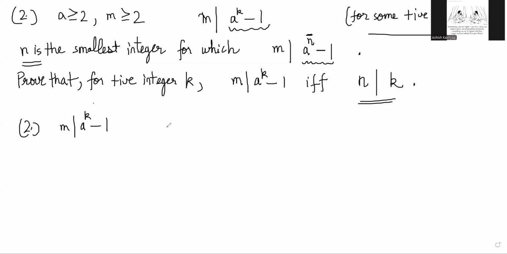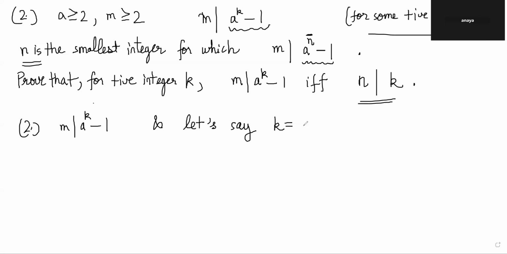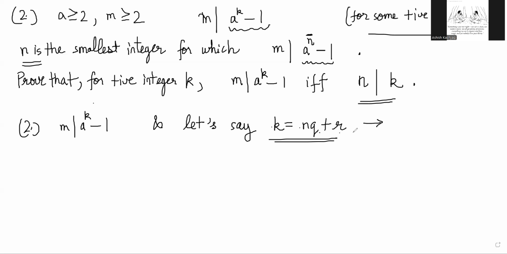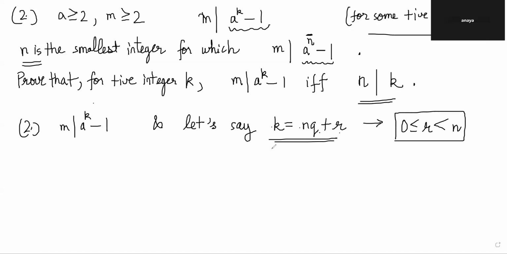Yes. And let's say k is equal to nq plus r. So when we divide k by n, we get q and r as quotient and remainder, right? Yes. By applying the division theorem, we can say that definitely r will be such that 0 is less than or equal to r, which is less than n, right? Yes. Correct, no?